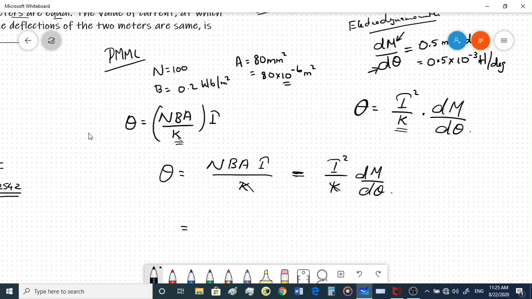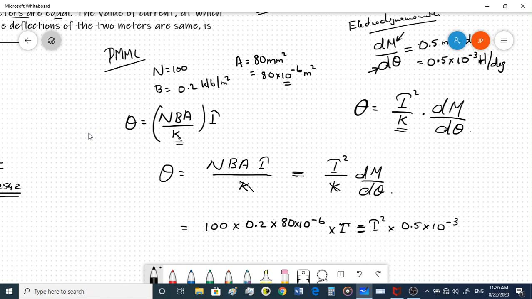Now the N is given as 100 turns. The B is given as 0.2 Webers per meter square. Area is given as 80 into 10 to the power minus 6, into I is equal to I square into dM by d theta. dM by d theta is given as 0.5 into 10 to the power minus 3.